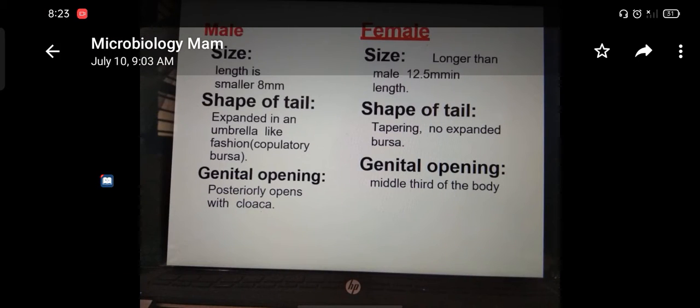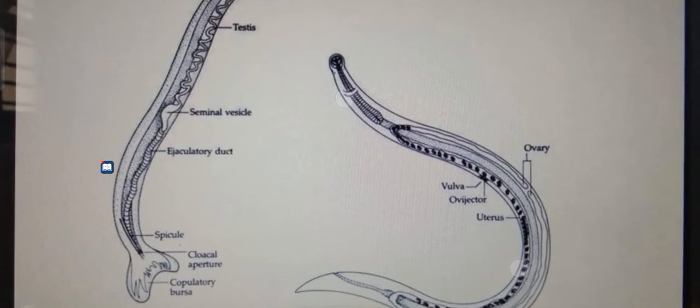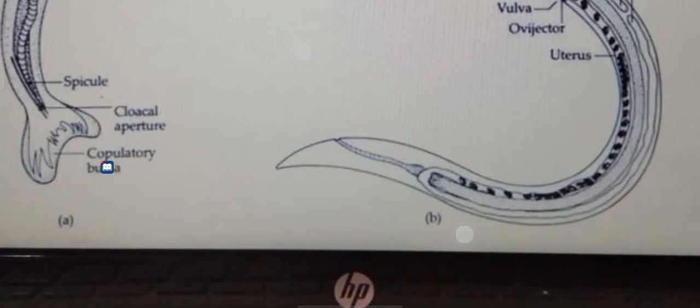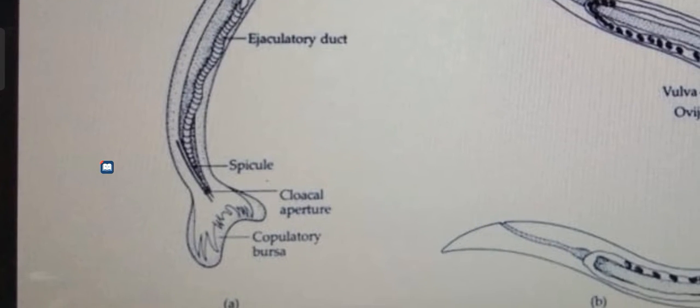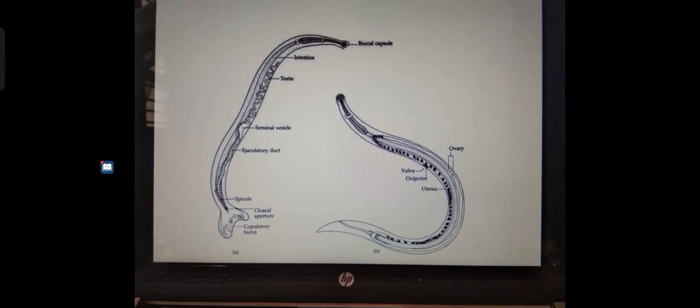Coming back to the female, the shape of the tail has no expanded bursa. The tail is tapering. We have already discussed that the male has an umbrella-like tail, but in the female the tail is tapering, with no expanded bursa.